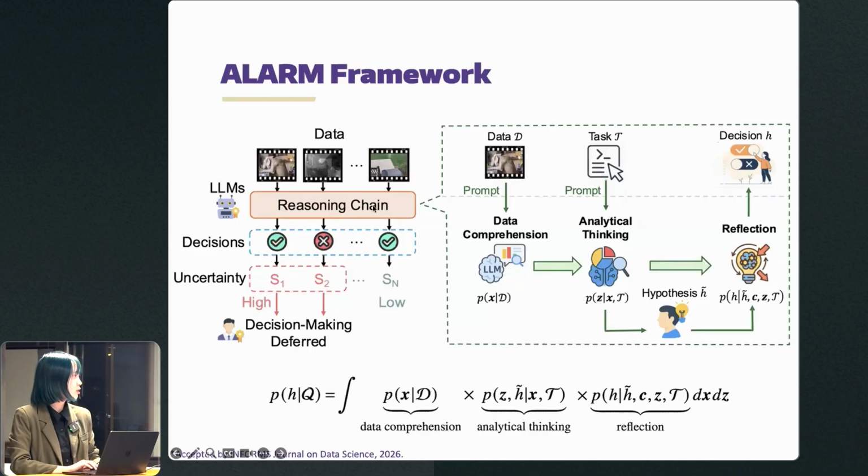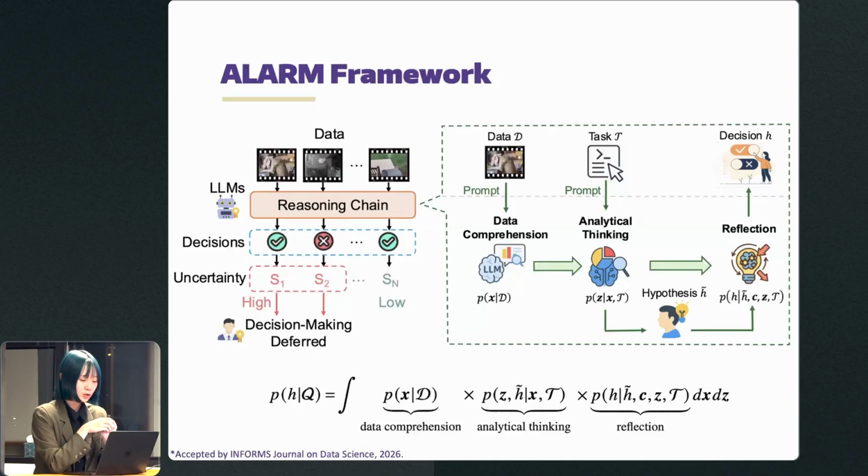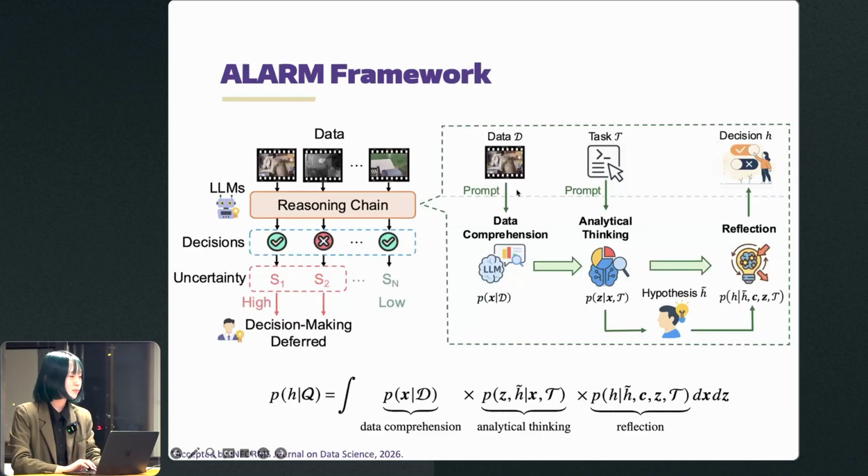Which is called the LLM reasoning chain, which consists of 3 stages. In the first stage, called data comprehension, we give the LLM the video data and let it provide video descriptions. Then we give the video descriptions to a second LLM and let it provide the analytical thinking, which generates the reasoning behind the decisions, like why do you think this video is normal, or why do you think this video is abnormal?